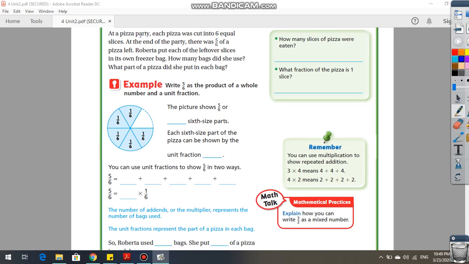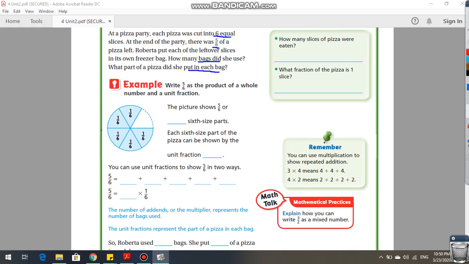At a pizza party, each pizza was cut into 6 equal slices. At the end of the party, there were 5/6 of a pizza left. Rupert put each of the leftover slices in its own freezer bag. How many bags did she use? What part of a pizza did she put in each bag? He wants to know how many bags she used, and what part of pizza she put in each bag.